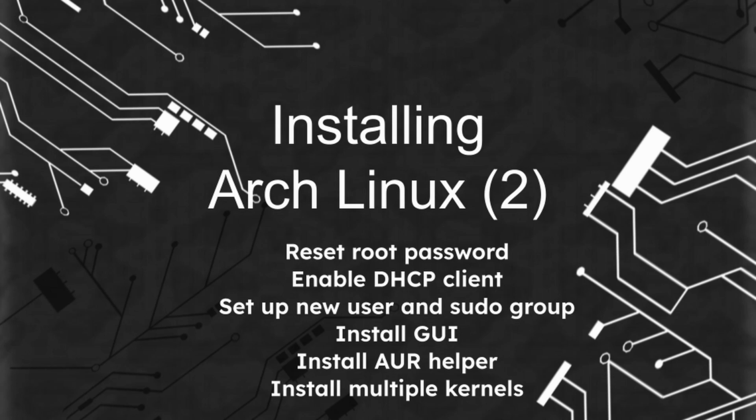You can look at the screen and understand what actually happened from the sequence. I think a DHCP client would be a must if you need internet access. Creating a user and sudo group is not really required, but it's the security best practice.